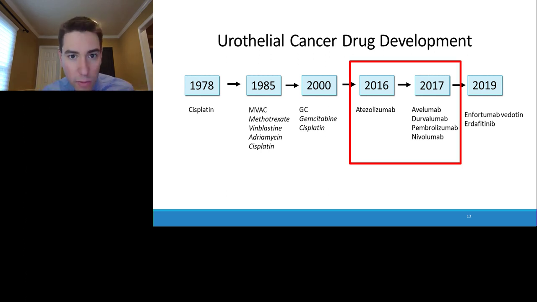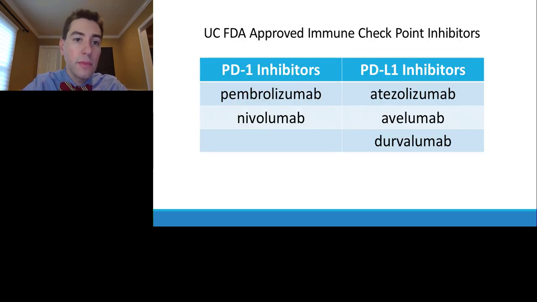But for this talk, I will be focusing on the drug development course of the checkpoint inhibitors, specifically the PD-1, PD-L1 inhibitors in advanced or metastatic urothelial cancer. And here are the 5 approved immune checkpoint inhibitors in bladder cancer. For the PD-1 inhibitors, there is pembrolizumab and nivolumab. PD-L1 inhibitors, there's atezolizumab, avelumab, and durvalumab.